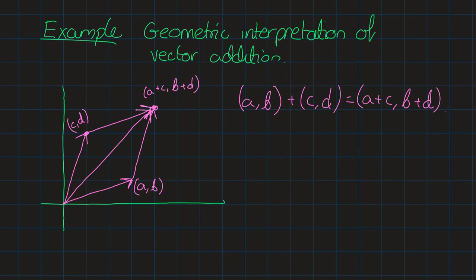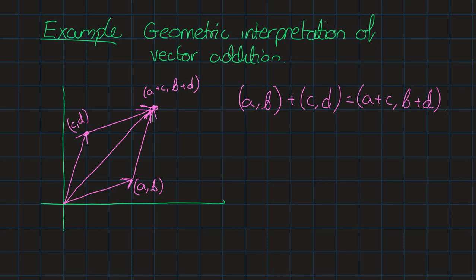So this is the geometric interpretation of adding vectors. Adding vectors is sort of just like concatenating vectors. So adding vectors geometrically, you just put one vector on the end of another vector and then you see where that ends up.